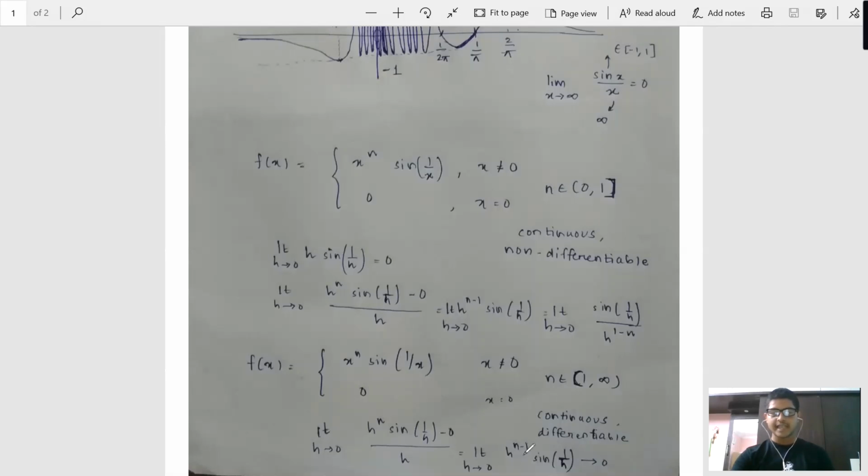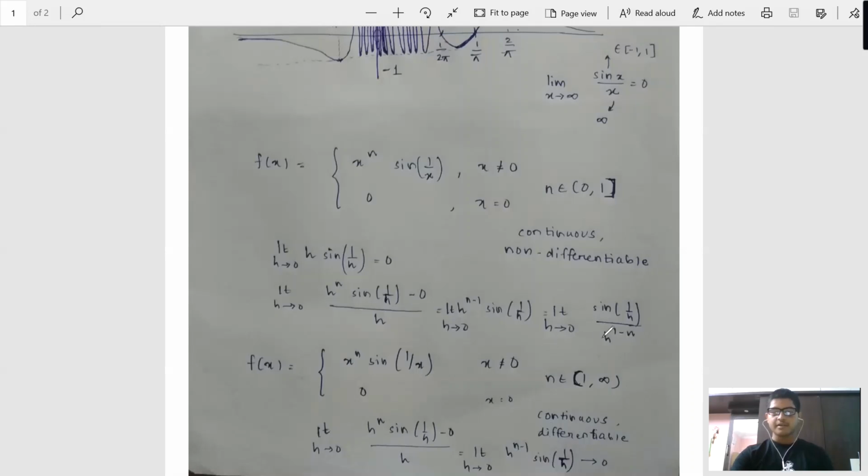Now clearly this n minus 1 is greater than 0. For instance, h to the power 0.5, h to the power 1, h to the power 2, something like this, and multiplying it with a finite quantity, because sin(1/h) is going to remain between minus 1 and 1, whatever may be the value of h. Therefore, this value is going to tend to 0.